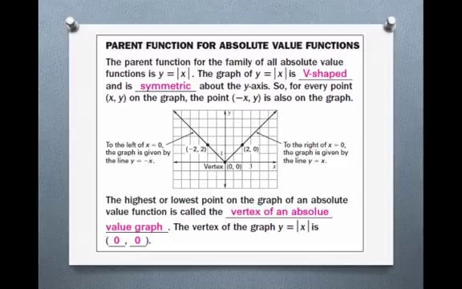The highest or lowest point on the graph of an absolute value function is called the vertex of the absolute value graph, and the vertex of the graph y equals absolute value of x is (0, 0), so it's our origin.